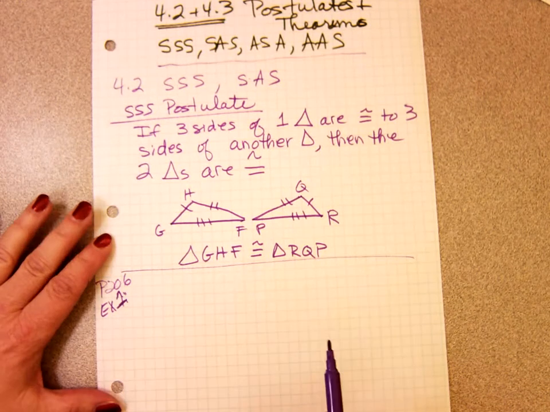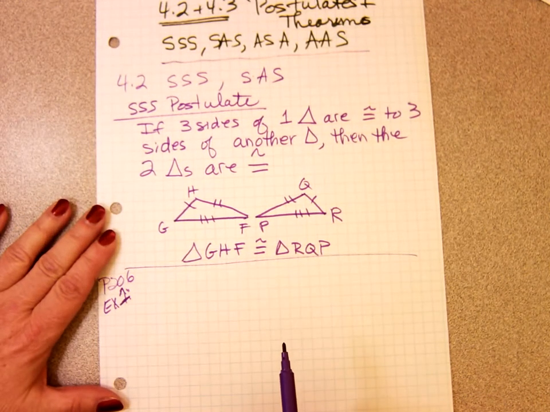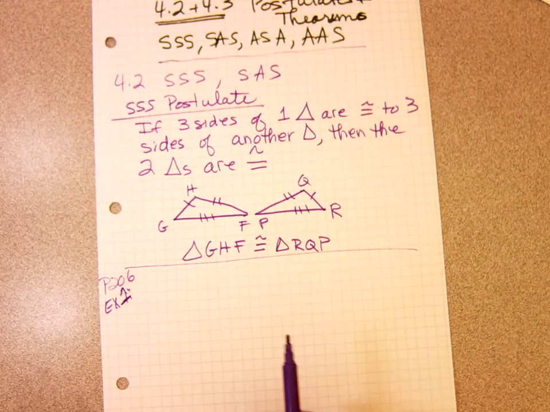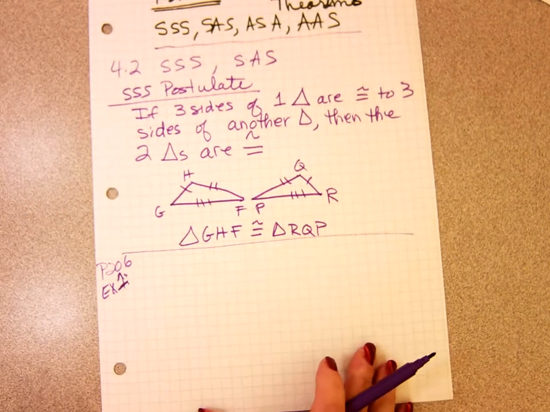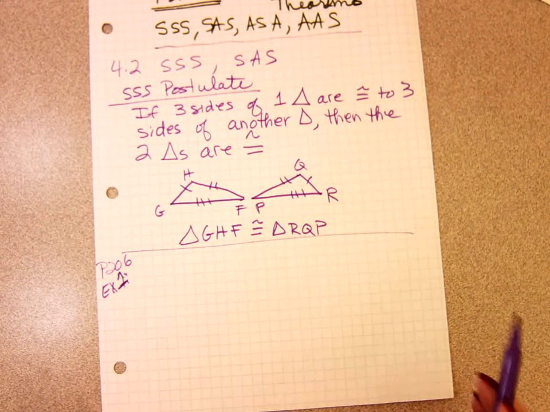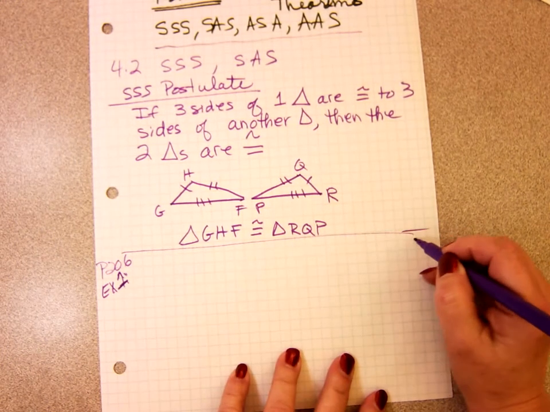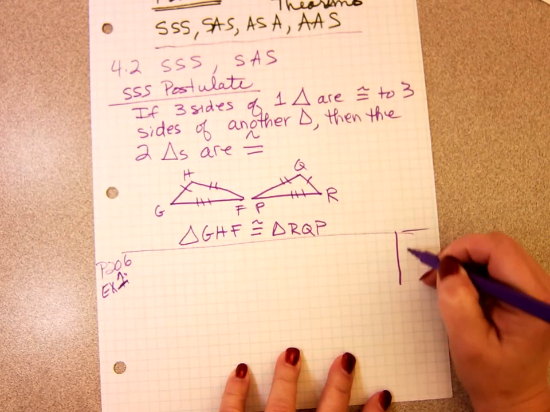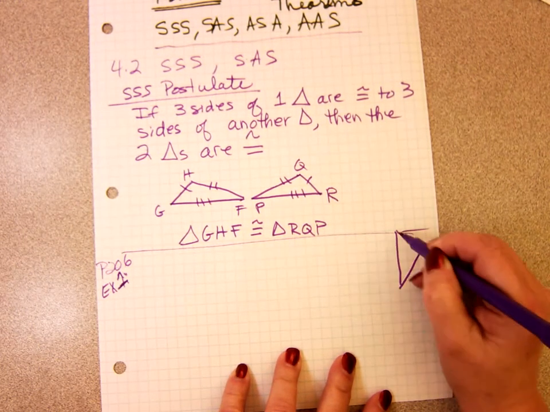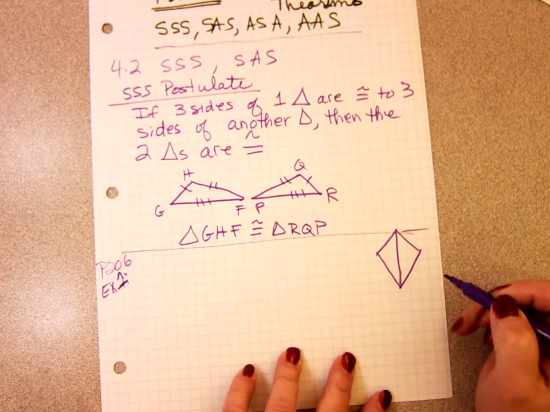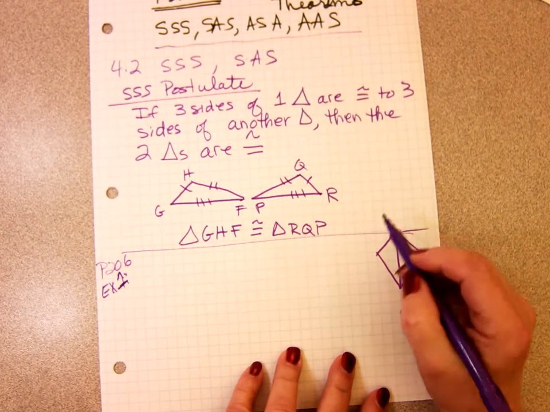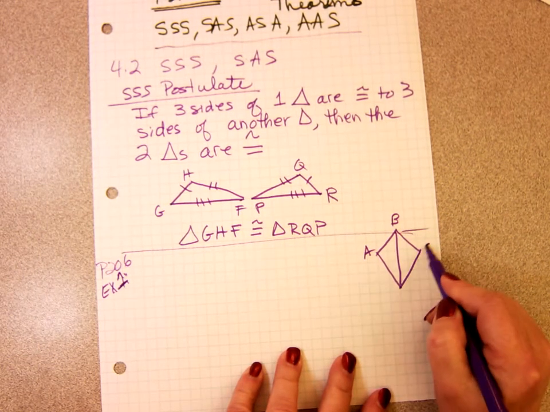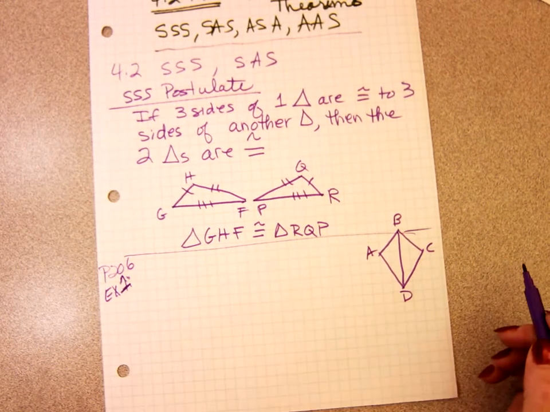Okay, again, if you want to follow along, I'm on page 206, and there's an example. Example 1 shows a picture of a bridge, and on that bridge is drawn in yellow some triangles. And this is what the triangles look like. A, B, C, and this one is D. So what do they tell us?